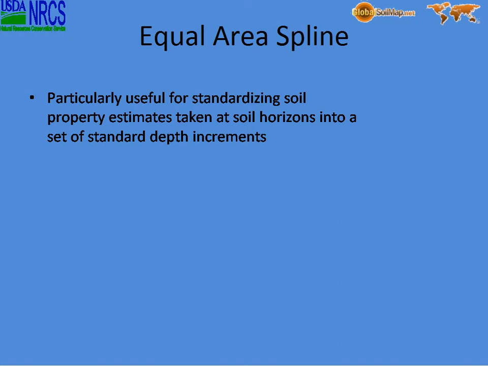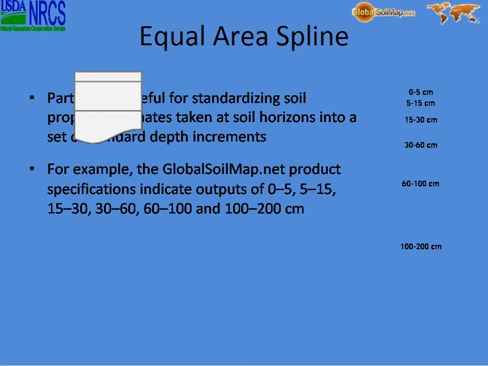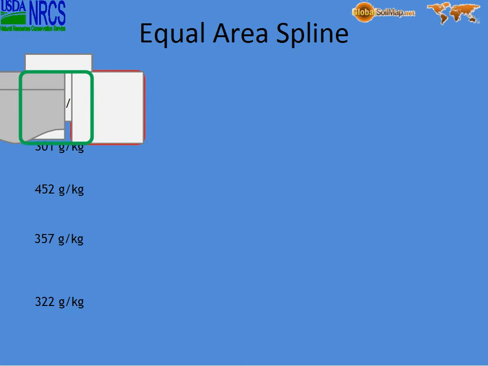For example, for the GlobalSoilMap.net, we can generate now, after we run the spline, the property estimates for these standard depths. However, it cannot handle the single horizons. In this case, for example, the single horizon values are assigned to the horizon layers it passes through, as shown here.